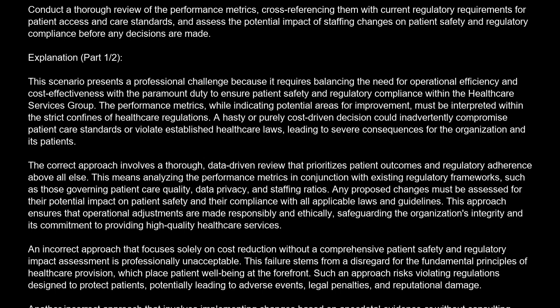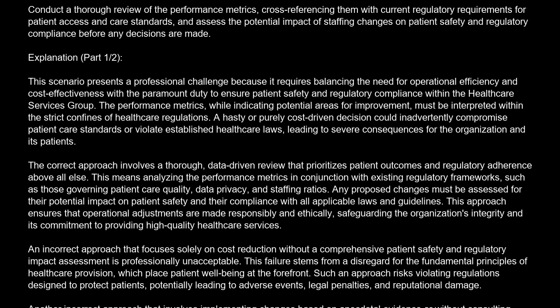The correct approach involves a thorough, data-driven review that prioritizes patient outcomes and regulatory adherence above all else. This means analyzing the performance metrics in conjunction with existing regulatory frameworks, such as those governing patient care quality, data privacy, and staffing ratios. Any proposed changes must be assessed for their potential impact on patient safety and their compliance with all applicable laws and guidelines. This approach ensures that operational adjustments are made responsibly and ethically, safeguarding the organization's integrity and its commitment to providing high-quality healthcare services.